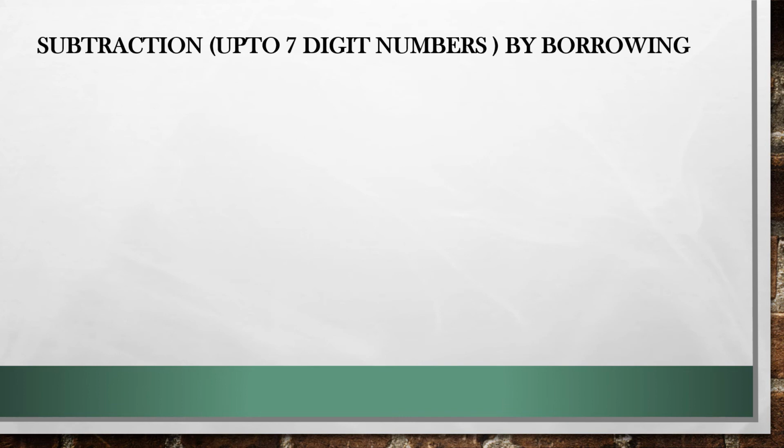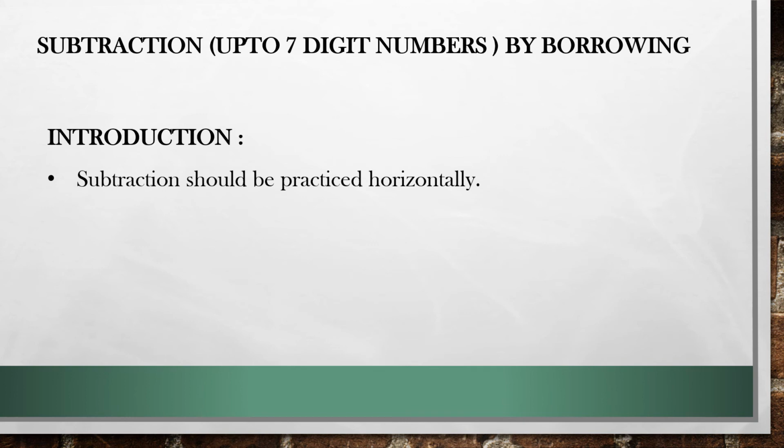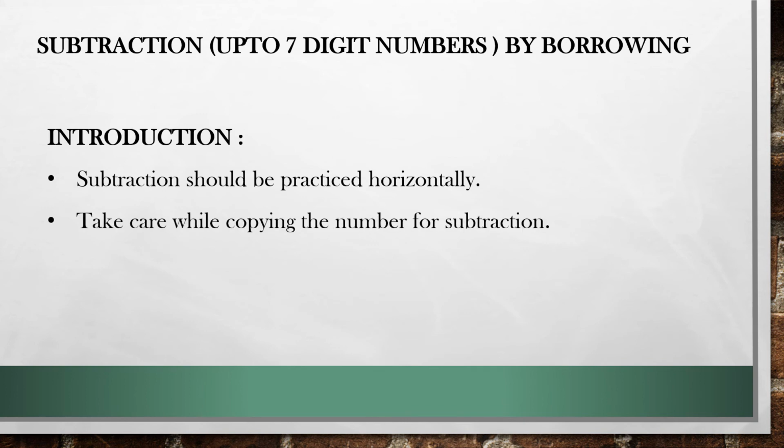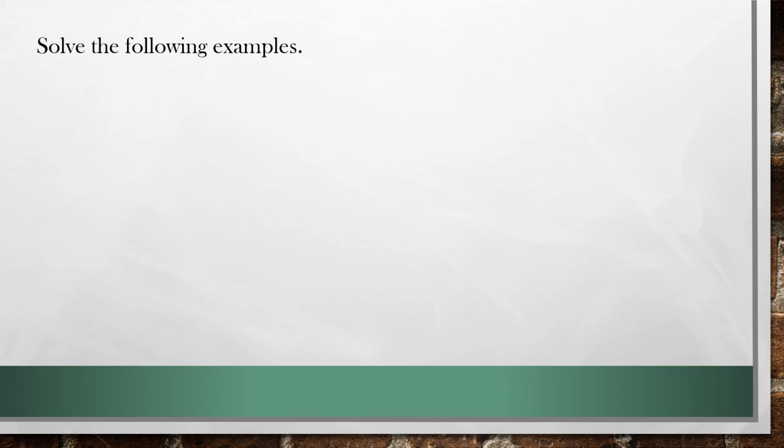Now we move on to the next topic in this chapter, that is subtraction up to 7-digit numbers by borrowing. Subtraction should be practiced horizontally. Take care while copying the number for subtraction. Solve the following examples. 90,000 minus 20,000. I am taking a smaller number so that you do not get frightened about subtraction. Many times we make mistakes in subtraction. In addition, there is usually no problem, but in subtraction there is.